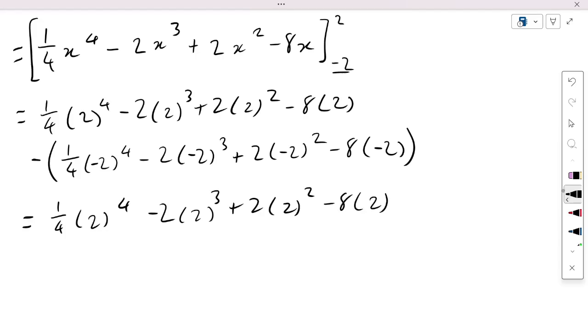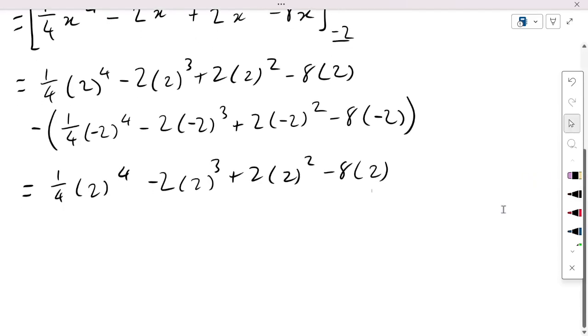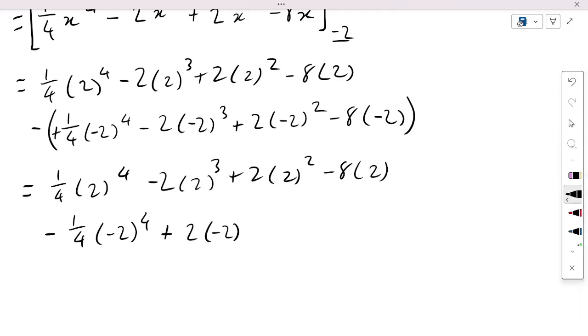And then obviously we're just going to take the negative in. All of these signs are just going to change to their opposite. This is positive over here. So this will be negative a fourth multiplied by negative 2 raised to the power of 4 plus 2 times negative 2 raised to the power of 3 minus 2 times negative 2 raised to the power of 2 plus 8 times negative 2 over here. Okay.